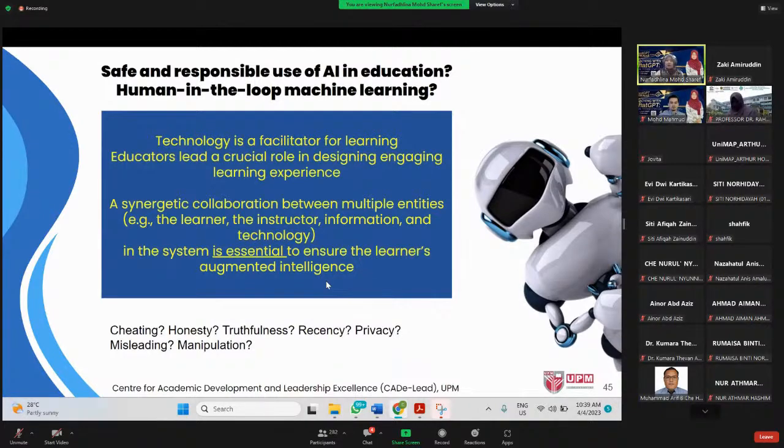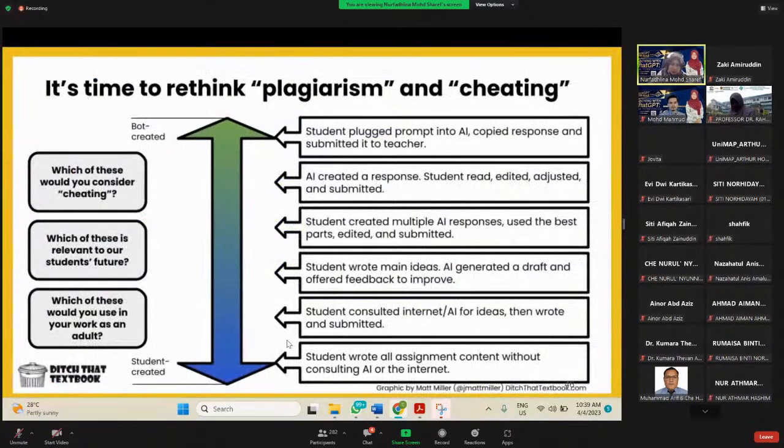Maybe you will argue, what about cheating, honesty, truthfulness? How about the data recency? Is there fake information? How about the privacy of data? How about misleading potentials and manipulation potentials? Somebody shared just now about redefining plagiarism. Indeed, it's time to rethink about plagiarism and cheating.